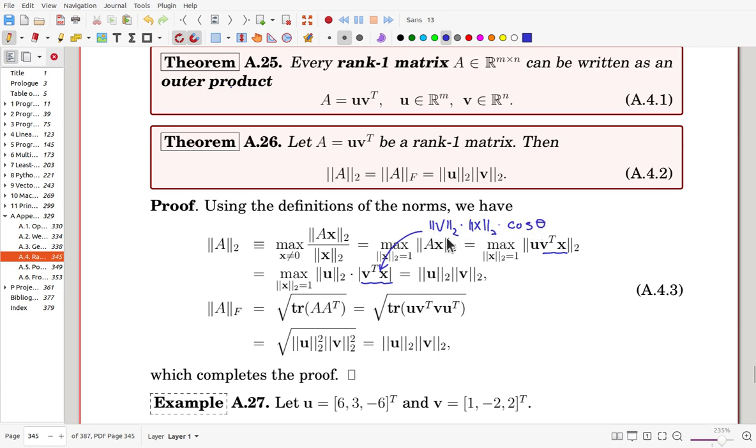Theta is the angle between V and X. Now this value is 1, and it is maximized when cosine theta is 1, so this portion is the same as the maximum, the same as the V 2 norm. So we have this result. For the Frobenius norm, you can prove it quite similarly.